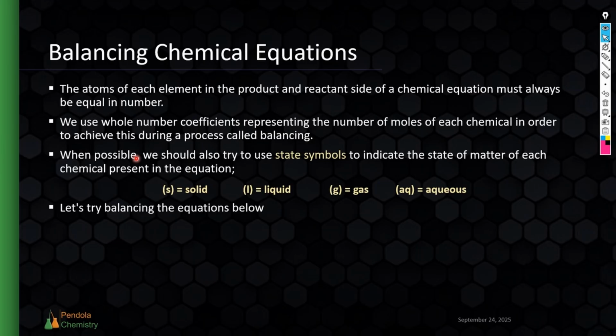When possible, we should always try to use states of matter in questions as well. We call these state symbols. So apart from the coefficients, we're going to have those state symbols or the states of matter of the elements and compounds to indicate the state of matter of each chemical. Because there are going to be two situations you're going to encounter. There are going to be a lot of questions on the AICE exam which ask you for a chemical formula or a chemical equation, such as this one.